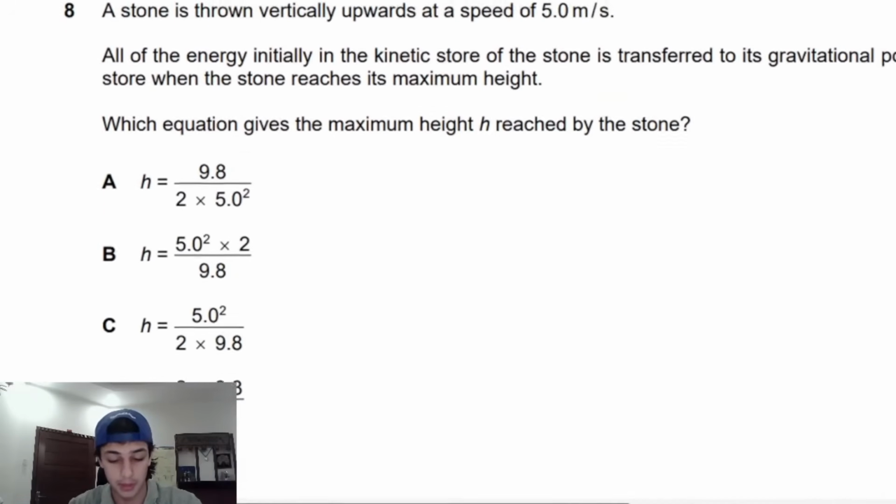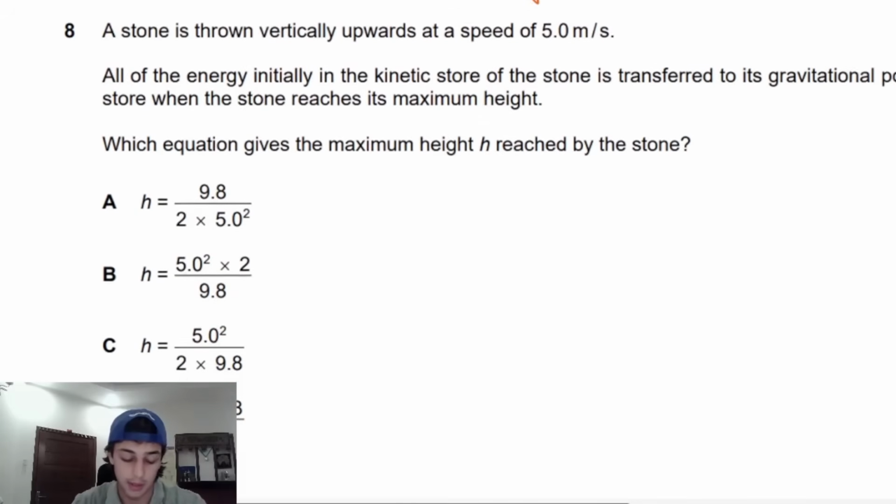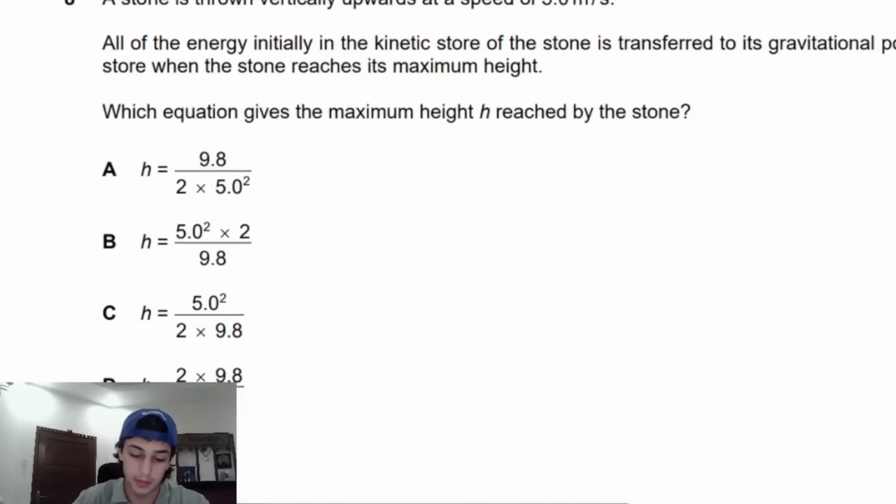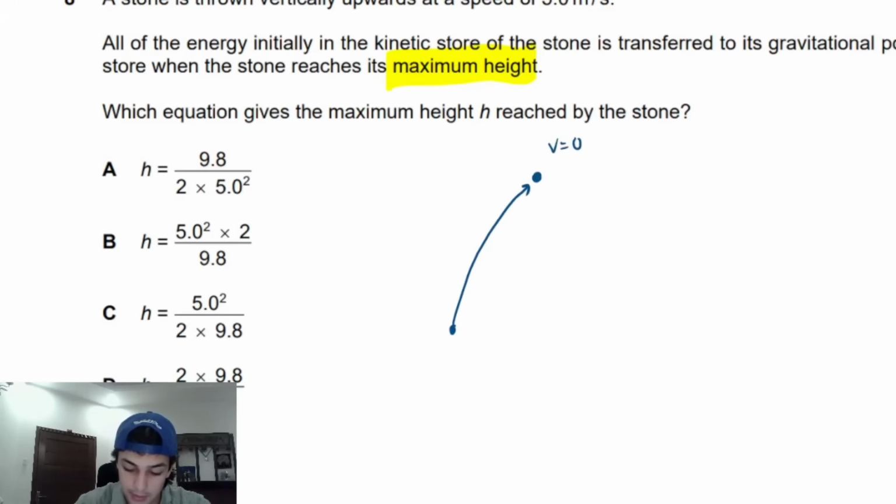A stone is thrown vertically upwards at a speed of 5, and all of the energy initially in the kinetic store is transferred to GPE. Now, and it reaches its maximum height. Now visualize this. You take a ball, you throw it up. When it reaches the maximum height, the speed becomes 0. Like if you think about it, we have a ball, you throw it up. At this height, the maximum height, the speed is 0. And then it falls back down.